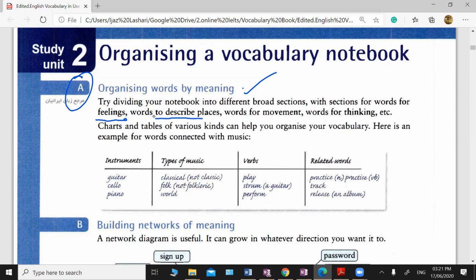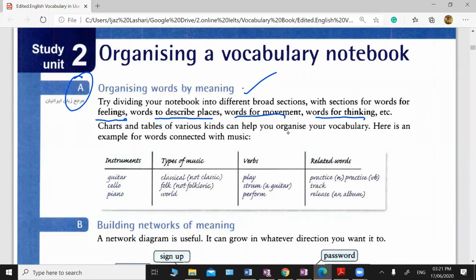Words that describe places. Okay, you can make another section, words for movement. Okay, words for thinking. These are just a few examples. You can make different categories of the words, so that you remember them well. Charts and tables of various kinds can help you organize your vocabulary.